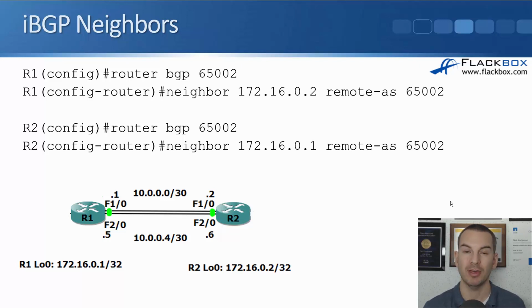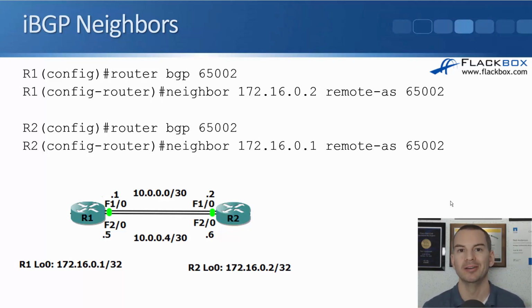So that packet will be sent with a source address of 10.0.0.1. When it comes into R2, it looks to see, okay, this router is trying to form a BGP relationship with me. Do I have a matching neighbor? Do I have a neighbor for 10.0.0.1? No, I don't. My neighbor is 172.16.0.1, so BGP will not come up.